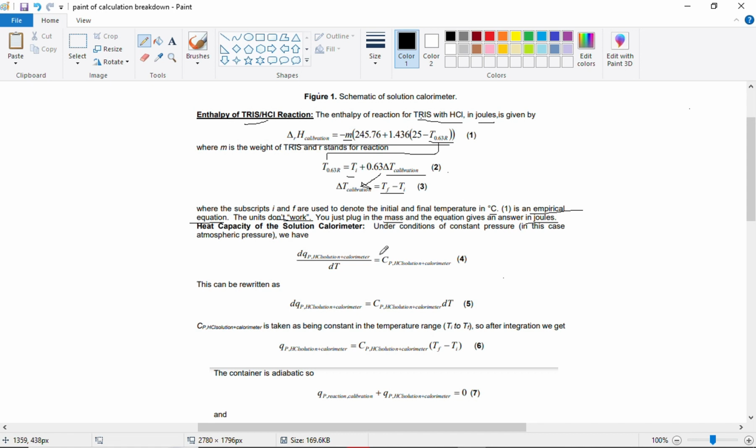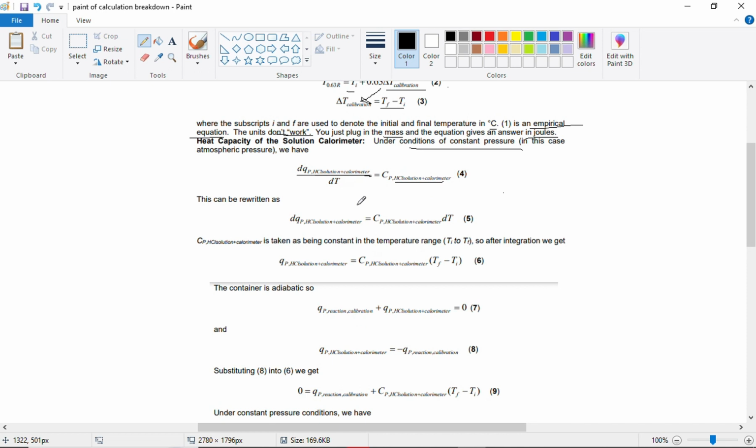Next up, we're going to look at the heat capacity of the solution calorimeter. So this is under the condition of constant pressure, given that this is simply open to the atmosphere. And we will relate the partial change in the heat term isobarically of the HCl solution and the calorimeter by the partial change in temperature to the constant heat capacity term at constant pressure of the HCl solution and the calorimeter. So what we can do is rewrite equation 4 by multiplying both sides by dT, and this will give us effectively equation 5 right below it.